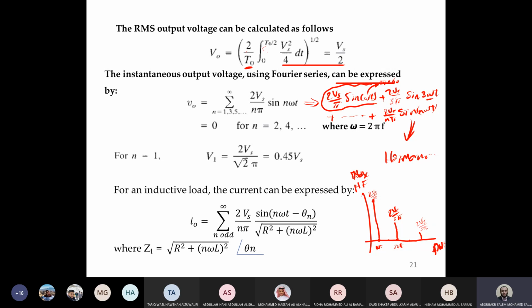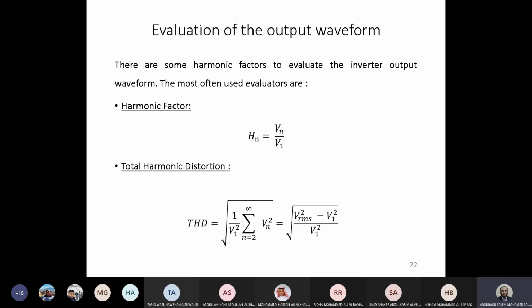Okay? So now, in order to understand how we can remove or decrease the effect of these harmonics, we need some evaluators, Shabab, something called evaluation factors. What are these evaluation factors? We have something called the harmonic factor, which is the ratio between the harmonic order and the fundamental. Let me make an example for harmonic order number 5. We said that harmonic order number 5 has a value of 2 Vs over 5 pi.